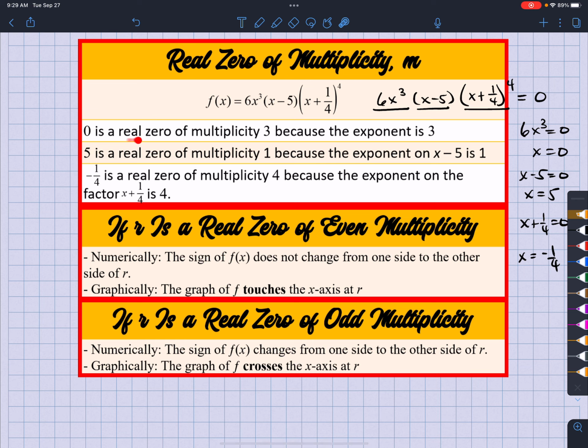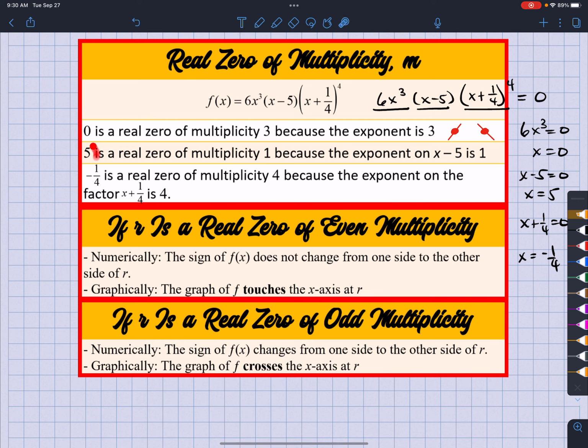So 0 is a real zero with a multiplicity of 3, because this is x to the third power, so it has a multiplicity of 3 because the exponent is 3. So it means that this is odd. That means this is going to go through the x-axis, or x-intercept. I just don't know which way it's going to go. Is it going to go from top to bottom, or bottom up through the top?